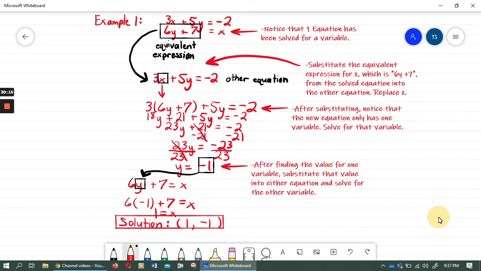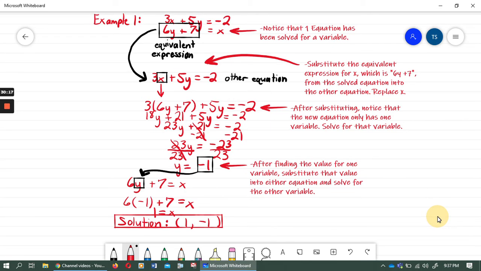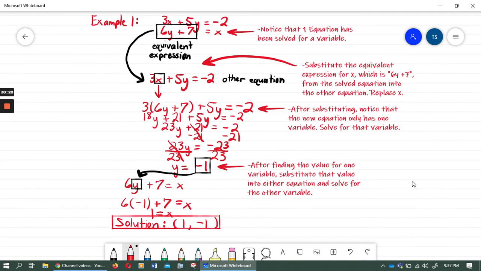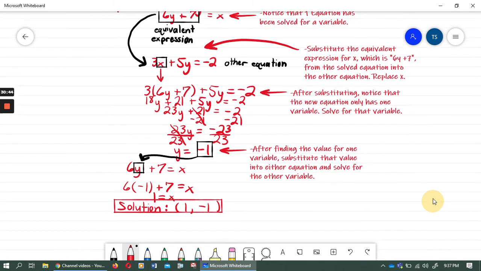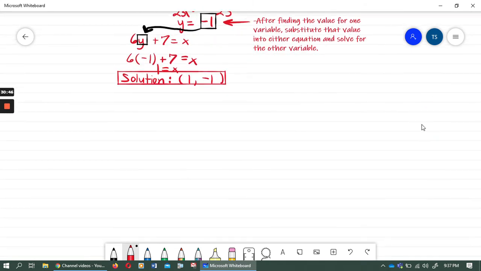That looks better. All right, so that's the first example where we solved this system of linear equations using the substitution method. And guys, this first example was one where it already had one of the equations solved for a variable. Alright, so let's look at example 2 here.